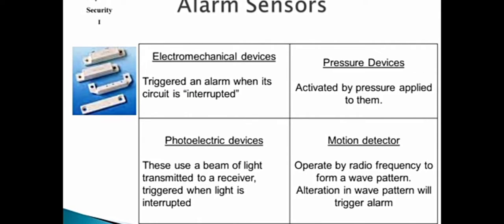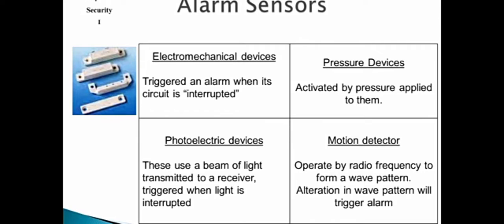Okay, let's talk about some alarm sensors here. We have the electromechanical devices. These are the old balanced magnetic switches. Triggers an alarm when the circuit is interrupted. Now, how those work is there are two magnets that are reading each other, and if they move too far apart, they no longer sense each other, and that interrupts the balance mechanism inside the magnet and opens the circuit, and when it's an open circuit, it sends an alarm to the control panel.